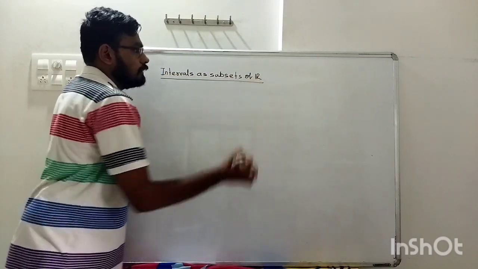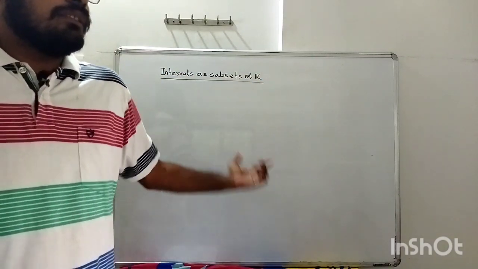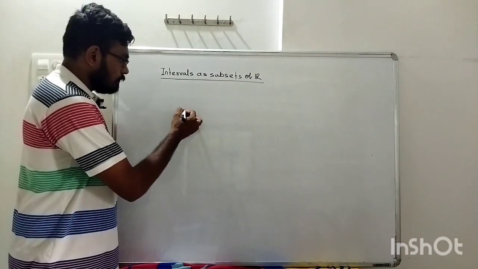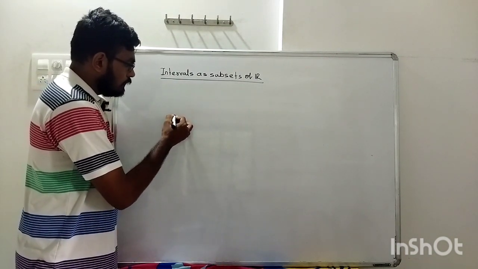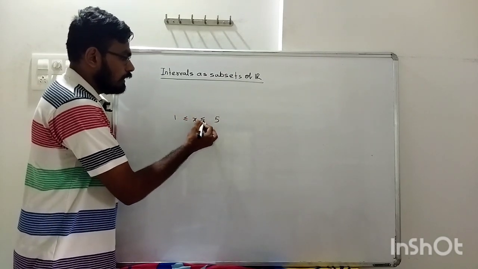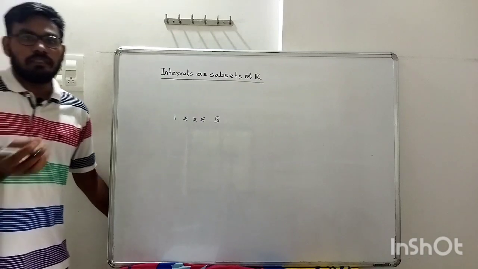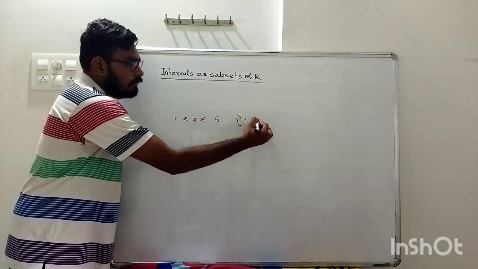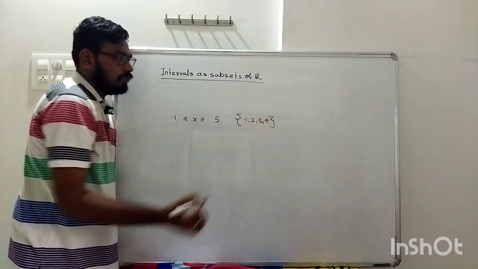So see, intervals as subset of real numbers. See, now we can write natural numbers from 1 to 5, correct? If you are told find natural numbers from 1 to 5, so what we will say? 1, 2, 3, 4, 5, and in set you can write it as {1, 2, 3, 4, 5}. Okay.